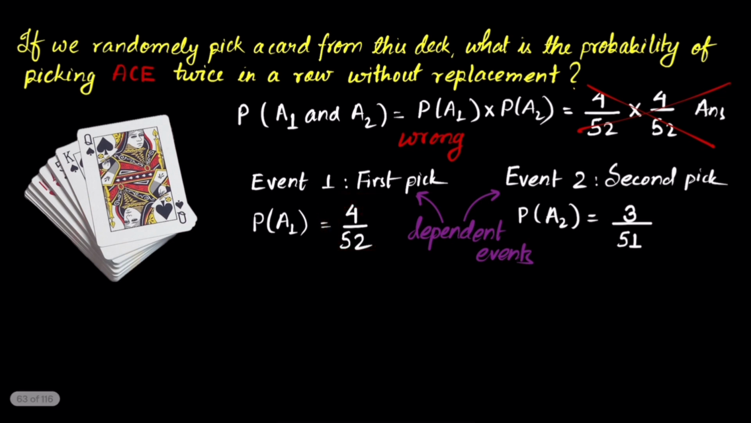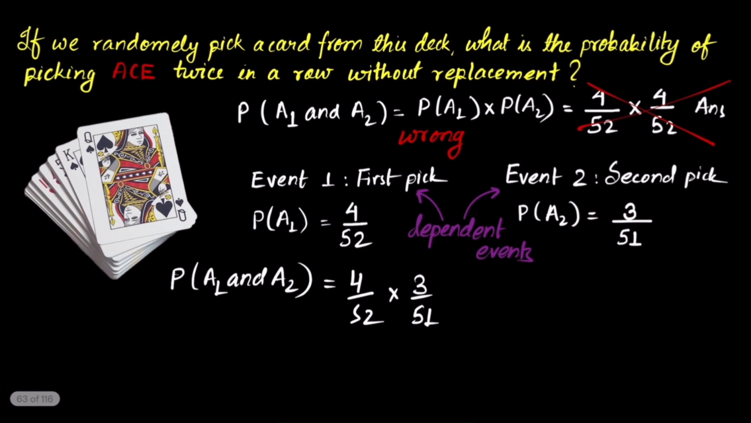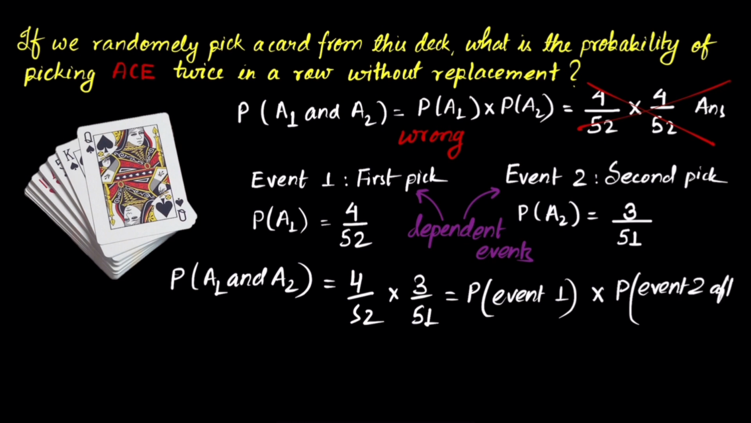Now you apply the formula. That is, the probability of getting first ace card in first pick and second ace card in second pick equals 4 by 52, which is this one right here, times 3 by 51, which is this one right here. And from this the formula comes out to be the probability of event 1, the first ace card, times the probability of event 2 after event 1.